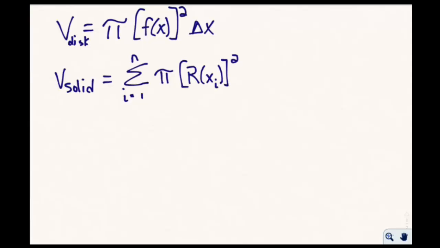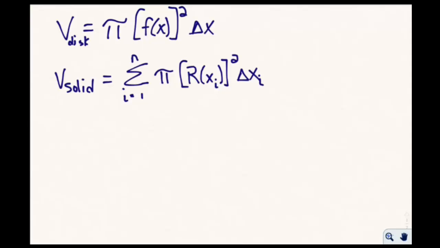Now, we did account for r of x. This is the region, or the radius, if we have no hole in the middle. We'll have to create a different formula if we use two different functions for an area between. This is for one function and the area between that function and the x-axis.